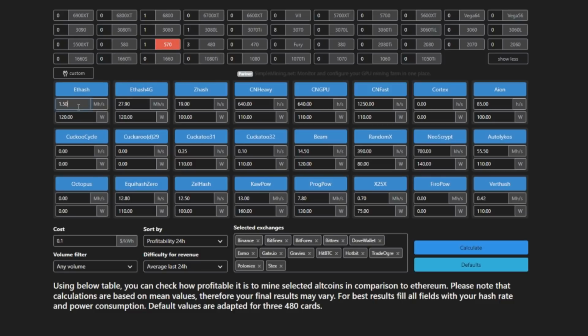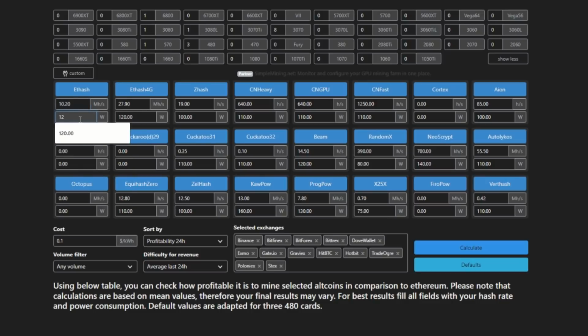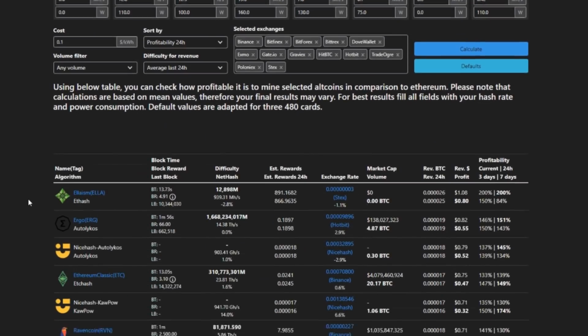We just got to punch in our 10.20 here. And we're using about 109 watts. We figured out at the wall. So if I calculate this right now and scroll down, where are we sitting?